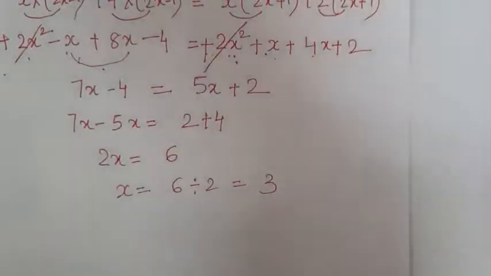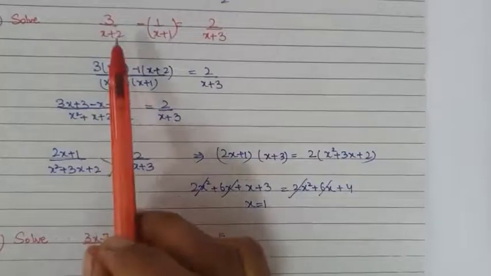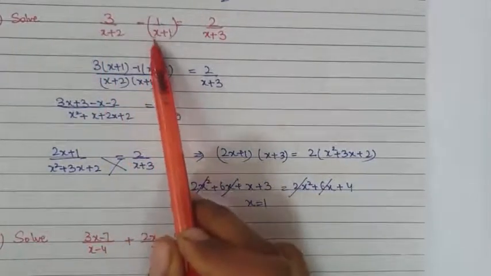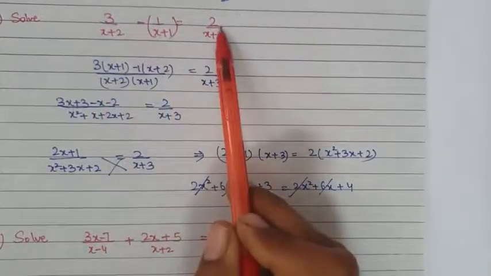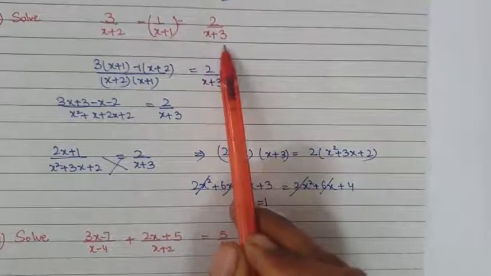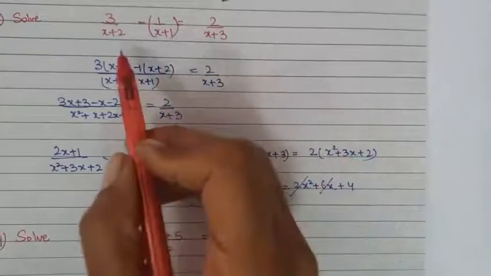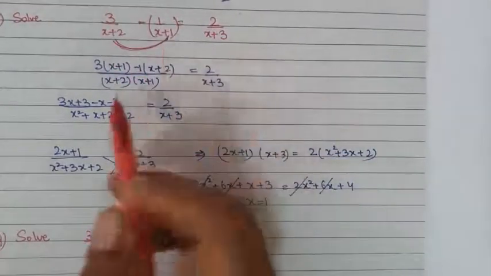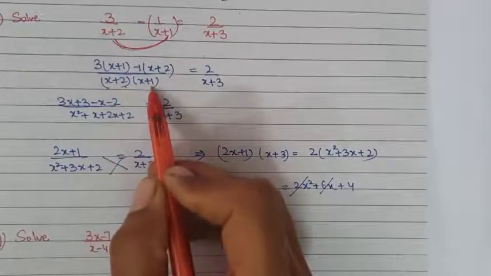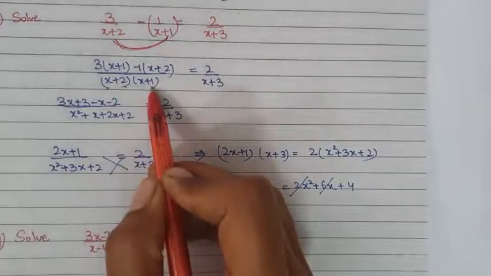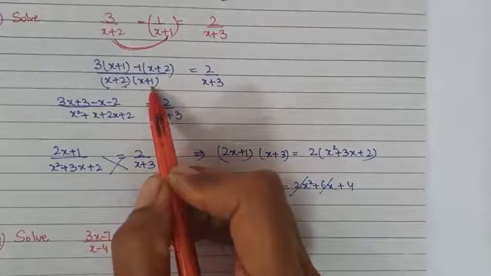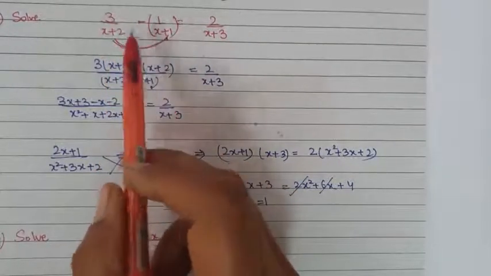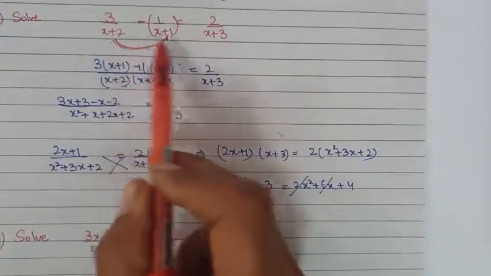Clear children? The next question is 3 upon x plus 2 minus 1 upon x plus 1 is equal to 2 upon x plus 3. It is very clear. First of all, we have to take the LCM. x plus 2 into x plus 1. This is the easy method to take the LCM when variables are there, because we cannot find the factors here.